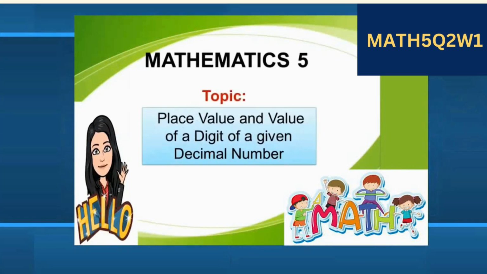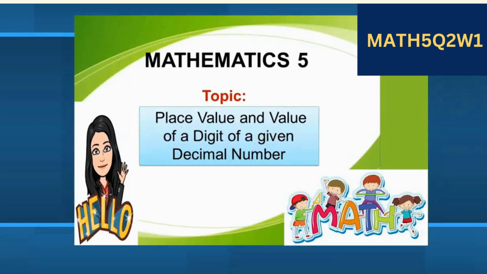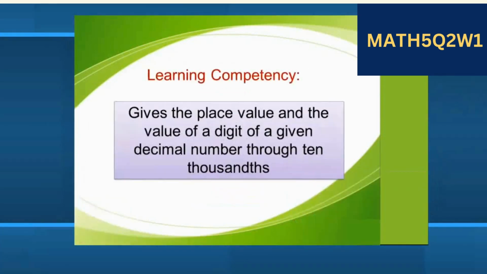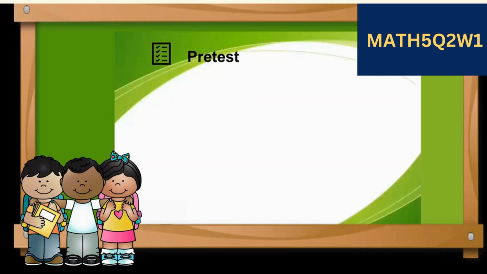For our topic, place value and value of a digit of a given decimal number. This is for Quarter 2, Module number 1. For our learning competency, gives the place value and the value of a digit of a given decimal number through 10 thousandths. Now let's begin with a pre-test.